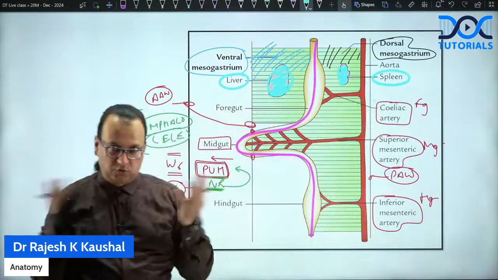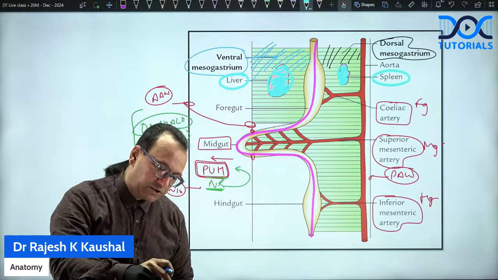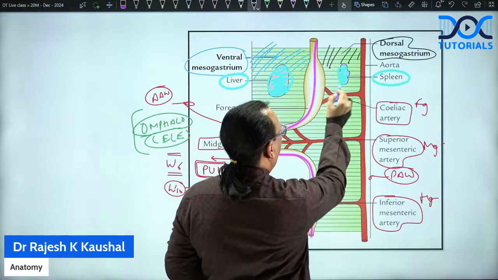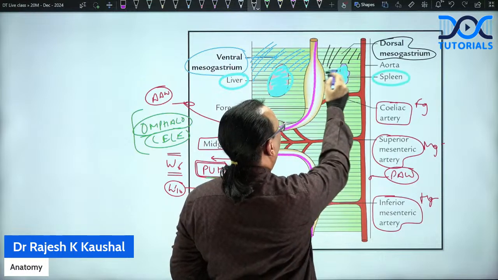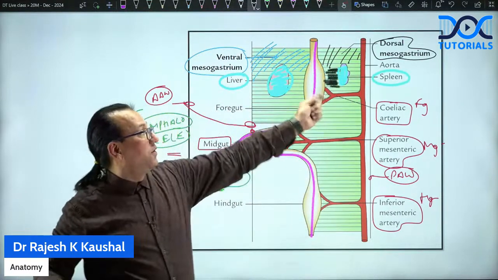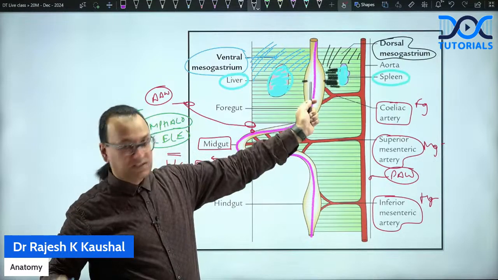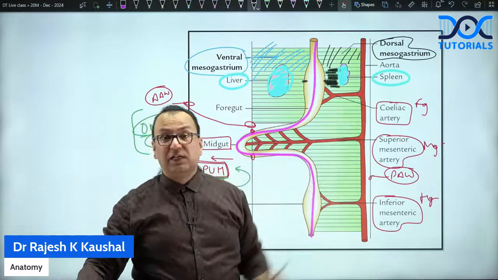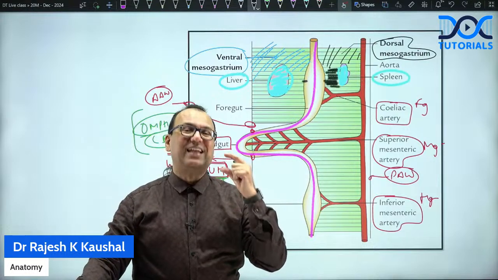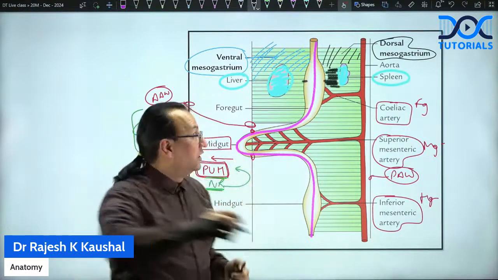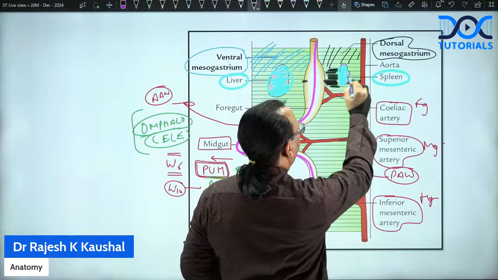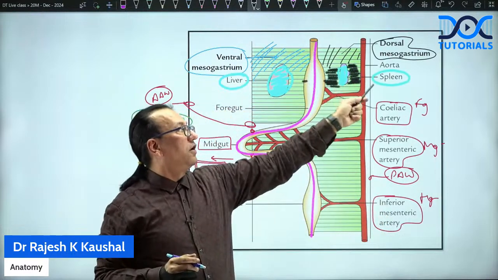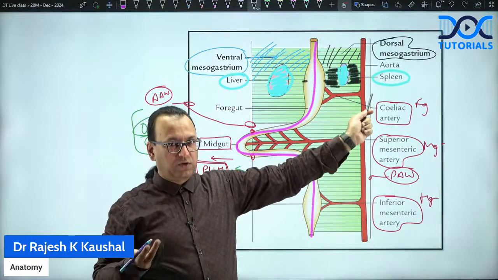Along with the spleen, two ligaments will develop. With the stomach, it will have the splenogastric ligament. This is the gut tube, foregut, the stomach. And behind, in the posterior abdominal wall, there is the kidney. Related with the kidney posteriorly, that will be called the splenorenal ligament or the lienorenal ligament. That is what the question is.